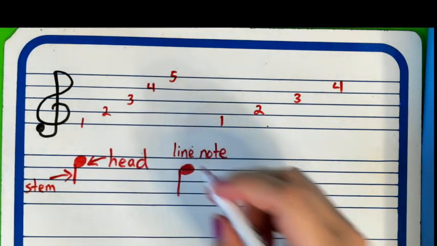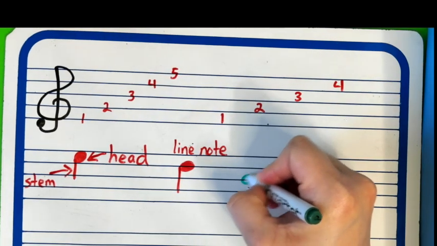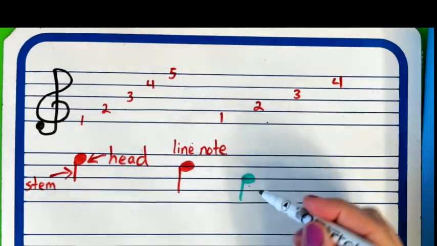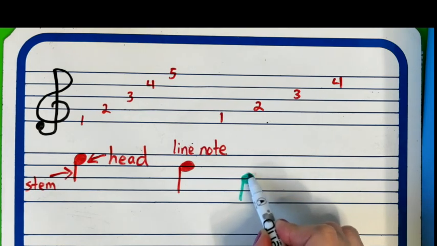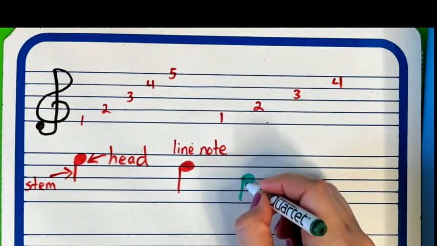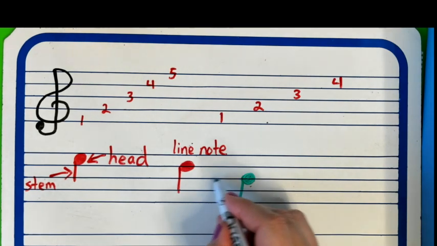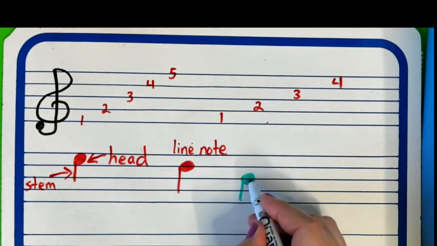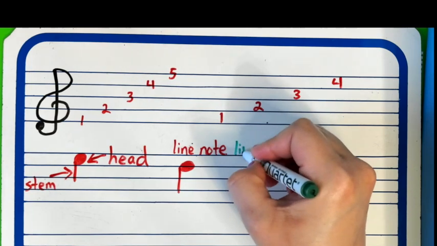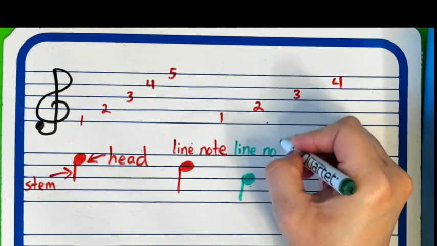And I'll give you another example. This note right here, it's a line note, right? A line note, because there is a line, this staff line, that is cutting it in half. So this is also a line note.